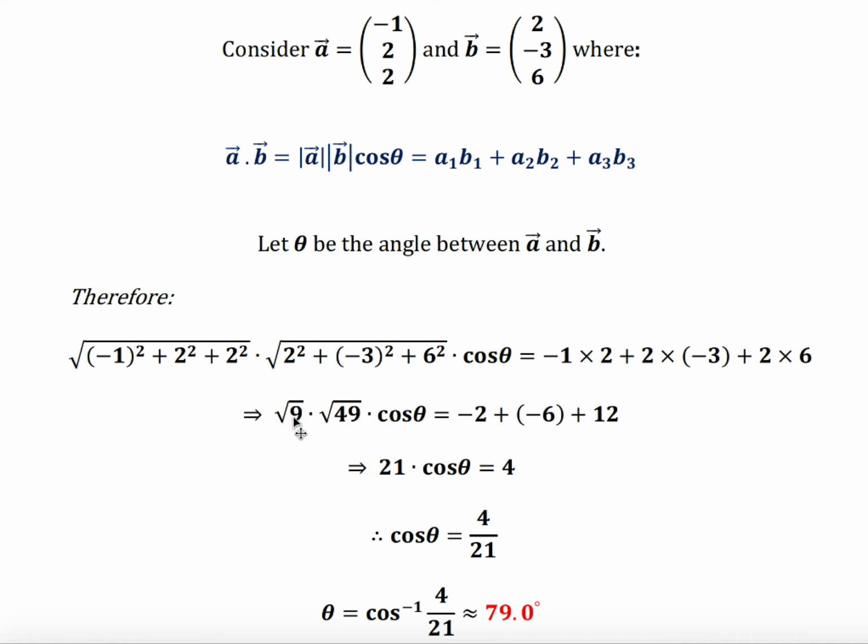That's just going to be 3 times 7, better known as 21, divided under, and take the inverse cosine of both sides. We're talking about 79.0 degrees.